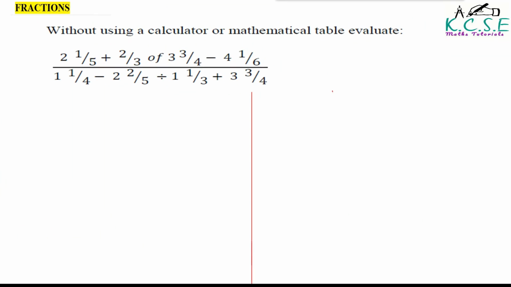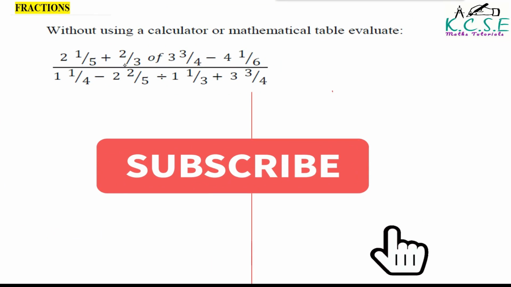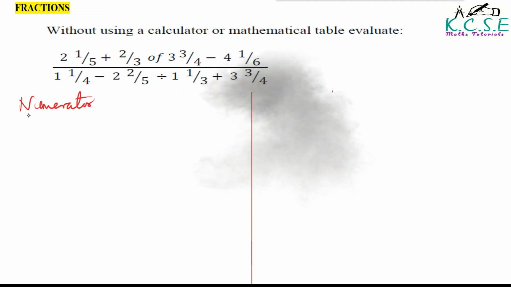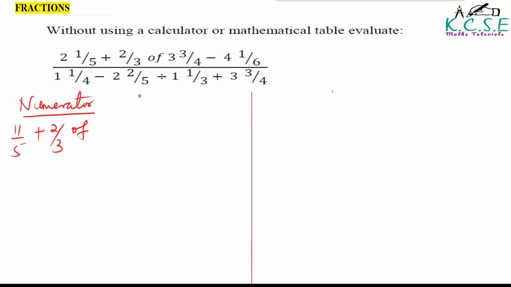Question number 3, without using a calculator or mathematical table, evaluate. So we're going to start with the numerator. And in evaluating the numerator, we shall convert all the mixed fractions into improper fractions first. So like this one is 11 over 5 plus 2/3 of 15 divided by 4, subtract 25 over 6.